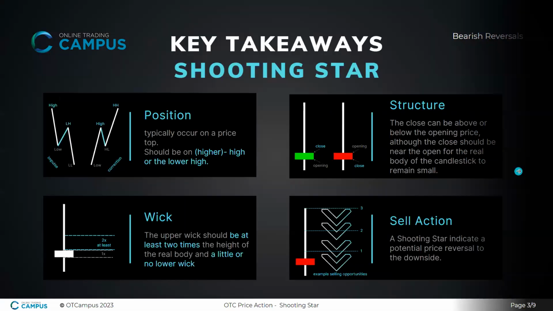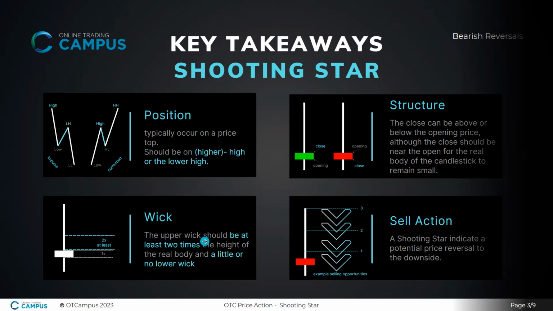Let's go to the key takeaways for this bearish reversal, the shooting star. Here we will start with the position. A shooting star typically occurs on a price top, which should be a higher high or a lower high. Remember, it is a bearish reversal. We want to sell. If it occurs on a lower high, then we can trade the impulse. And in an uptrend, it forms on the high or the higher high here. That means we can trade the correction.